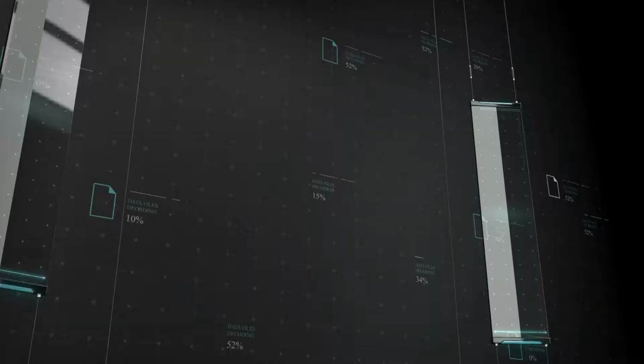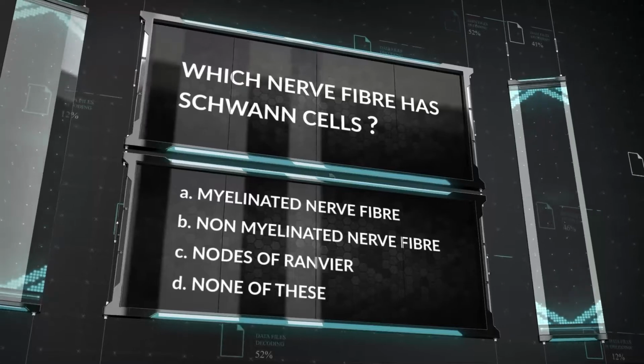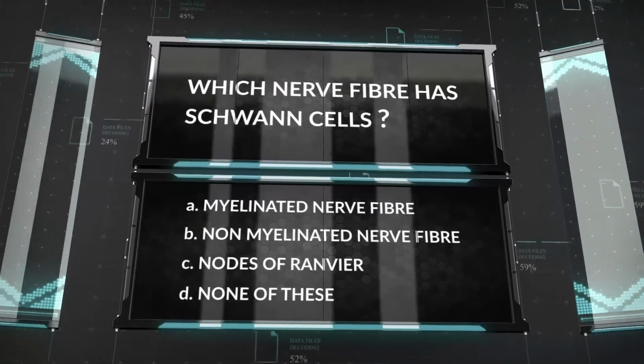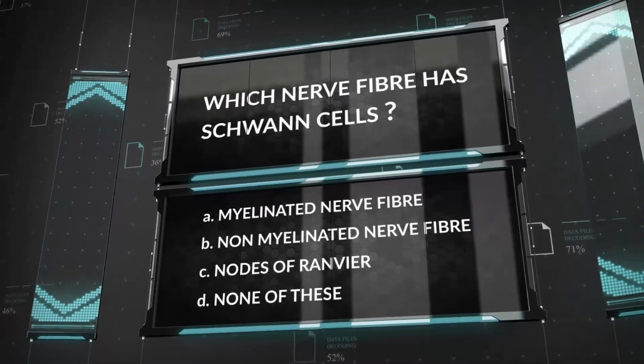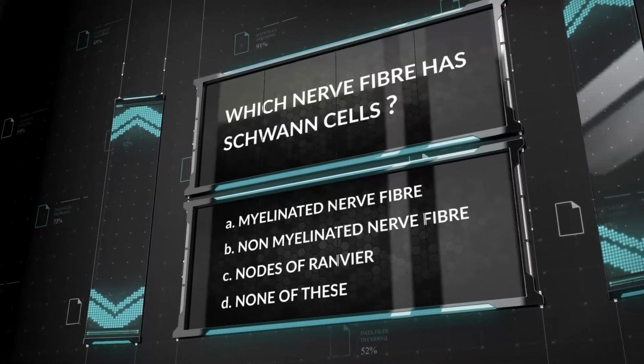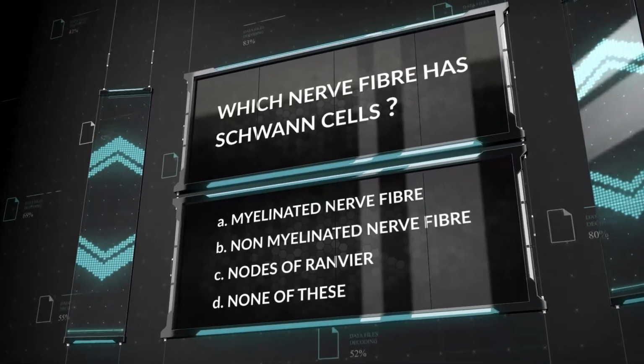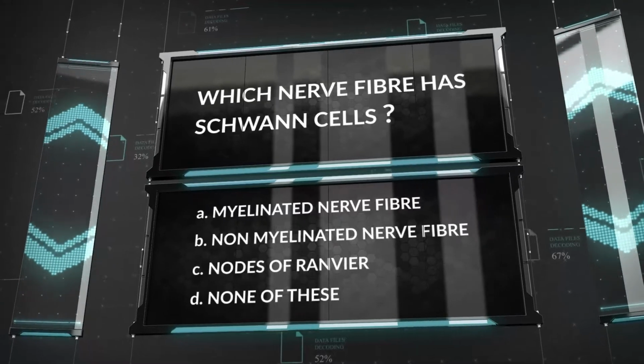Question number 3. Which nerve fiber has Schwann cells? Option A, myelinated nerve fiber. Option B, non-myelinated nerve fiber. Option C, nodes of Ranvier. And option D, none of these.